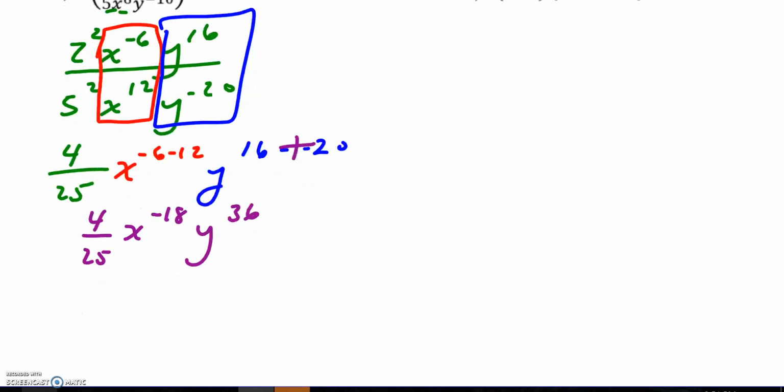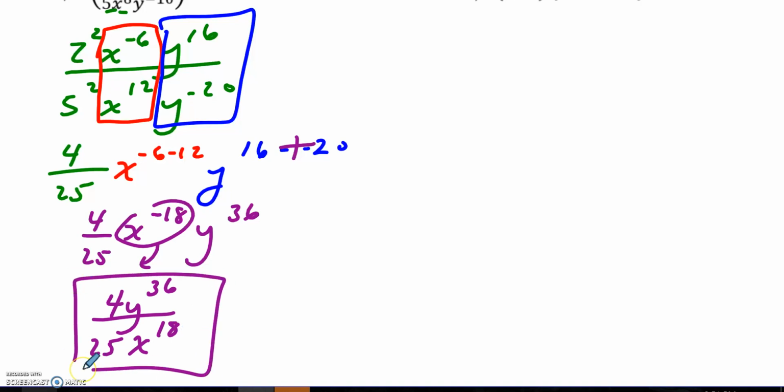Now, if I want this as a good final answer, all negative exponents need to become positive, so this would have to flip down. So my answer would be 4 on the top, y to the 36th power on the top, 25 remains in the denominator, but x to the 18th would flip to the denominator, and the 18 would become positive. So that's my final answer for number 12, because I cannot take anything else out of 4 and 25.